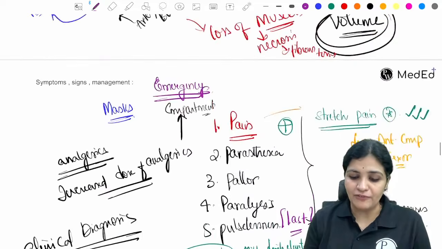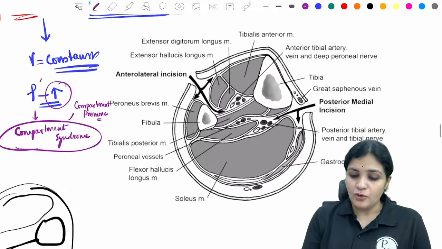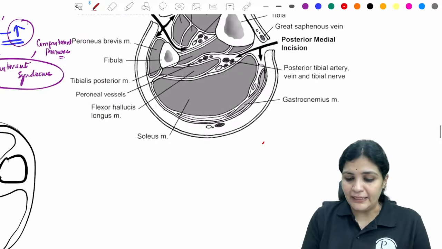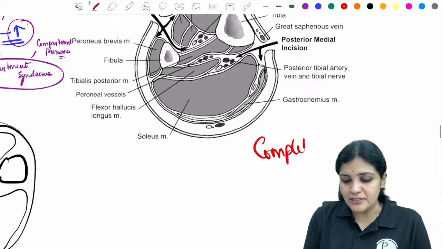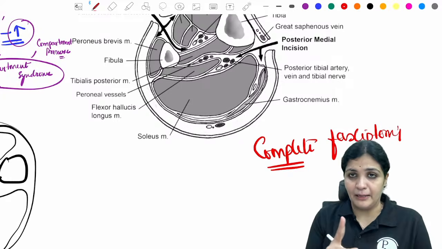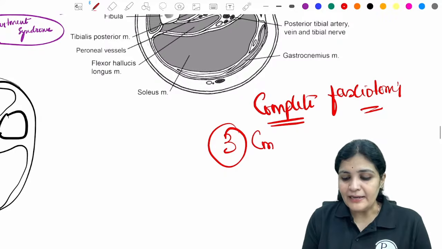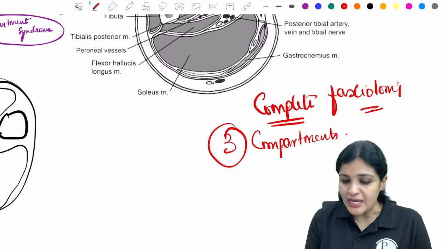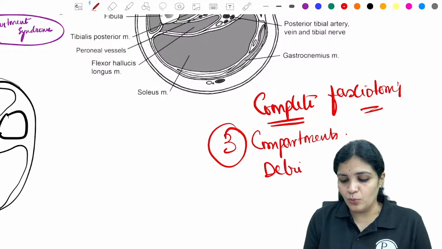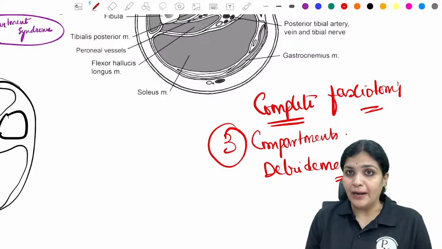So how will you do that fasciotomy? This is the picture again telling you how to do the fasciotomy. You're going to open the complete limb, the 360 degrees. You have to do a complete fasciotomy, right? Not only one compartment, all the three compartments you're going to open, right? And then you're going to check for any muscles which have been necrosed, and if there are, then you will do what is called the debridement, right?